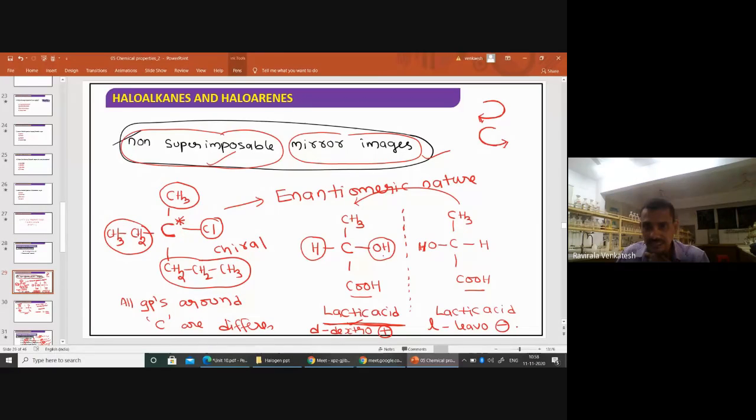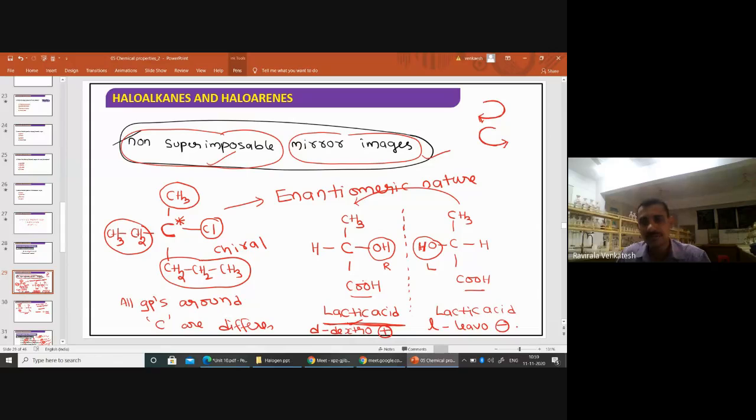Okay. So by seeing the OH, it is dextro here. For example, here the OH is on the right hand side. In this case, the OH is on the left hand side. By seeing this left hand side OH, you can't say it is levo. By seeing the OH on the right hand side, you can't say it is dextro.